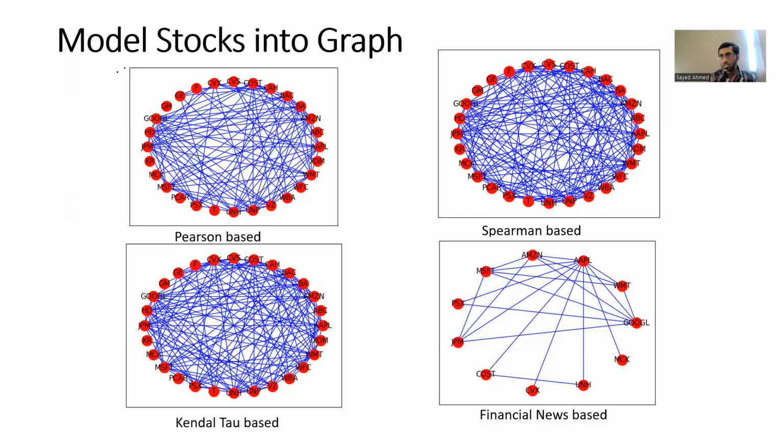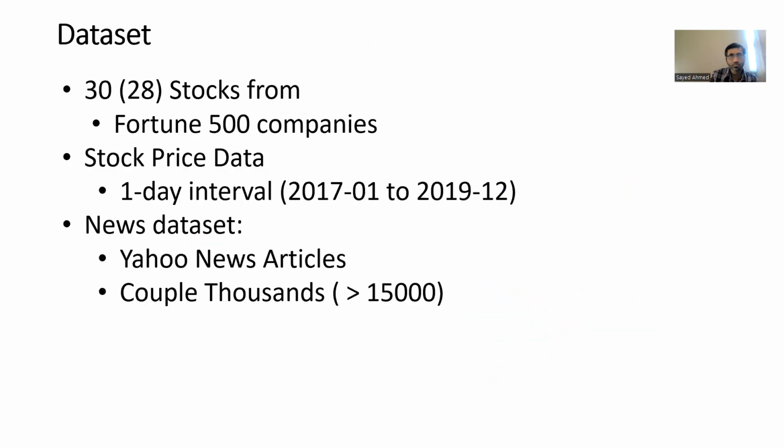Okay, so Pearson: if stocks have a correlation greater than 0.5, then there is an edge, otherwise not. Spearman: if the correlation is greater than 0.4, then there is an edge. And Kendall tau: if the correlation is greater than 0.3, then I create an edge, right? So Spearman and Kendall also capture nonlinear relationships, right? And the financial news based: yes. If any news article mentions two stocks together, create an edge with weight 1. If another article mentions the same two stocks, then we increase the weight. The edge is there, right? That's how we create the graphs.